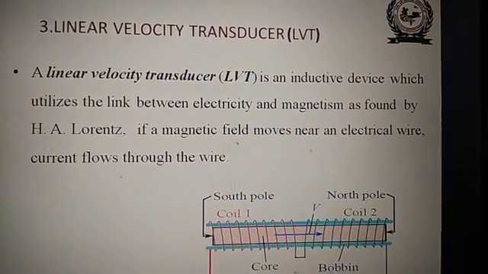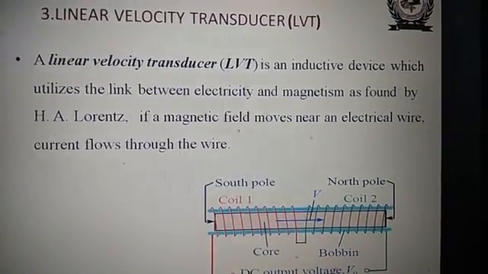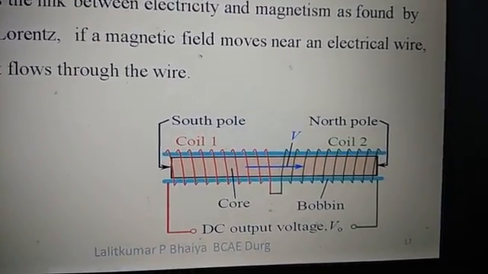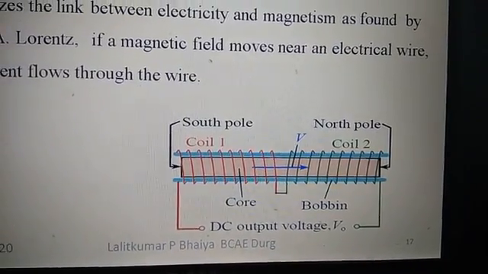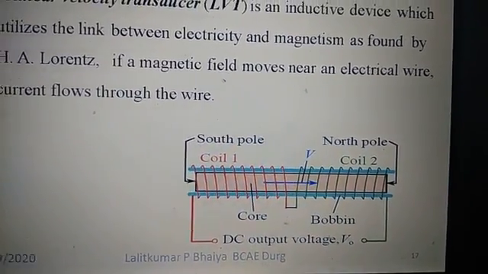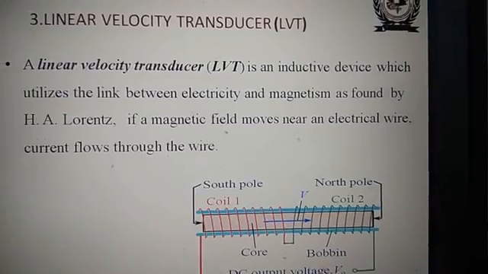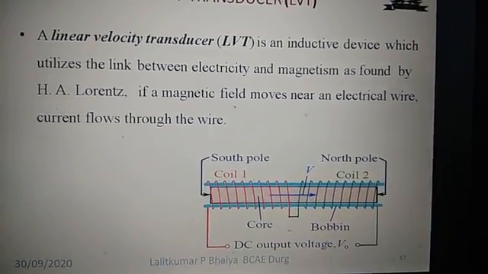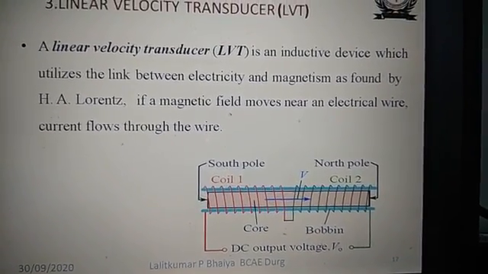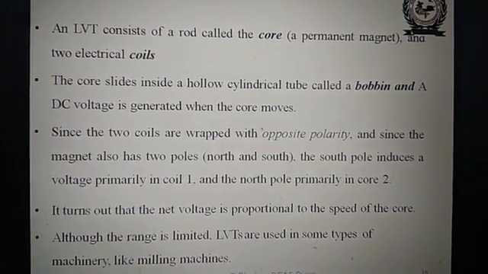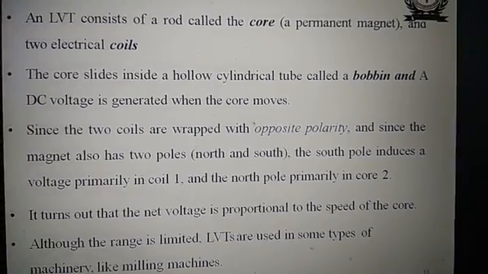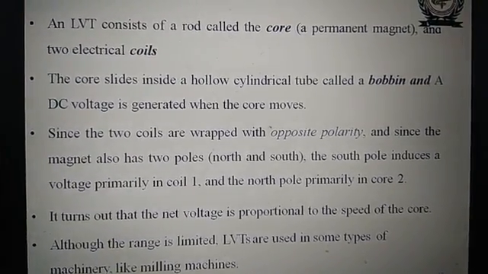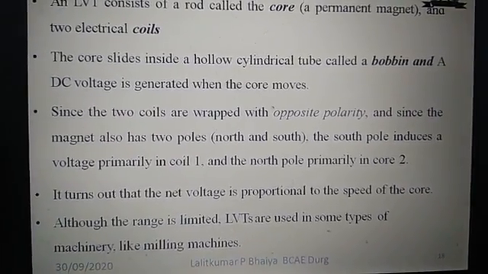And then we have seen LVT. Initially also we have seen this LVT, linear velocity transducer, with this coil 1 and coil 2, and we will get the DC output voltage V0 with the movement of the core inside the coil. So movement of the core produces a change in velocity, and that will be proportional to the differential voltage across this coil. This we have seen. The core slides inside the hollow cylinder tube called a bobbin, and a DC voltage is generated when the core moves. This principle we have seen.